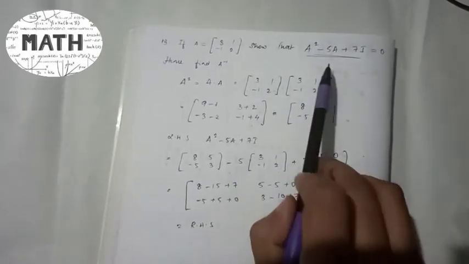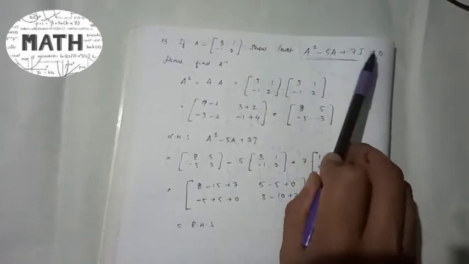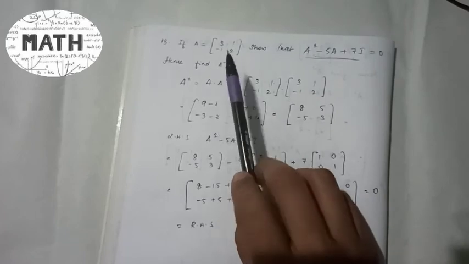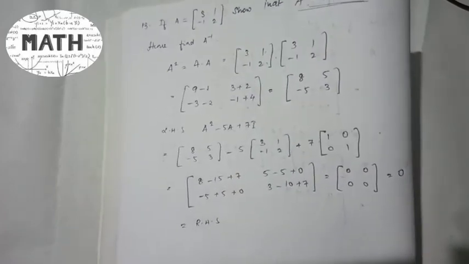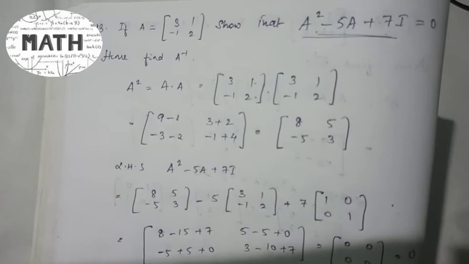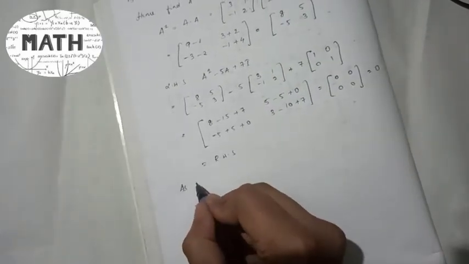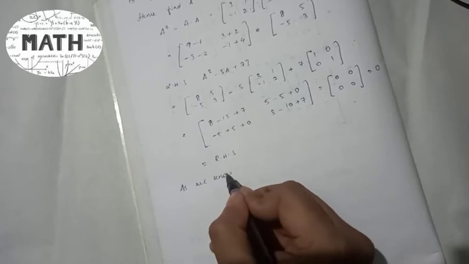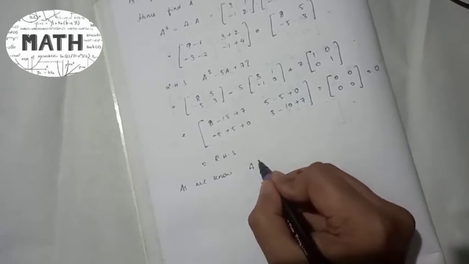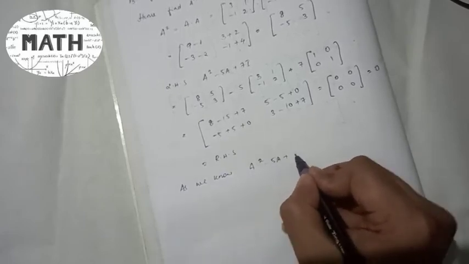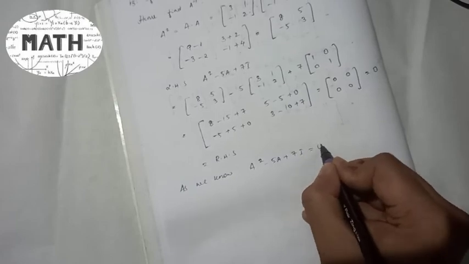Alright, the first part of your question is done, which is I have to prove this one to be equal to 0. Now let me try to find A inverse in a little bit different way. So as we know, A squared minus 5A plus 7I, I got it to be 0.